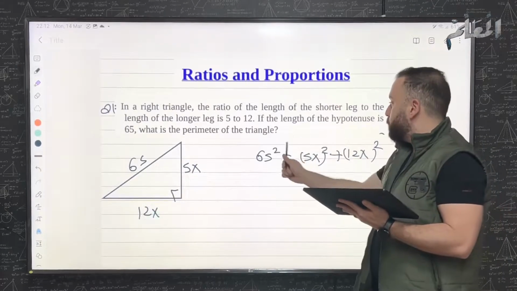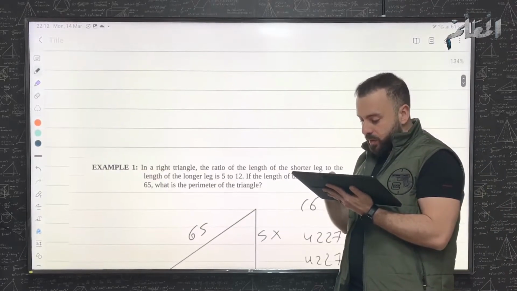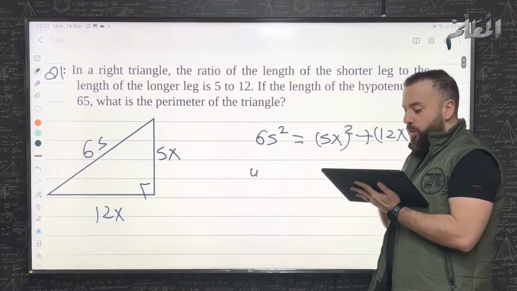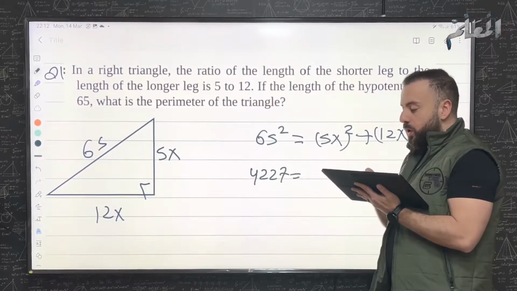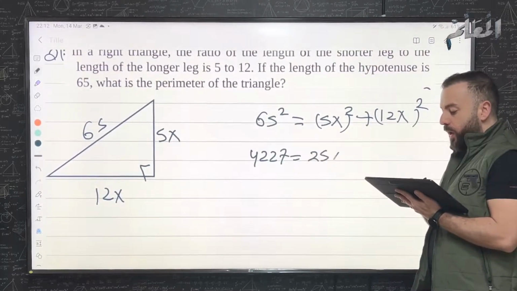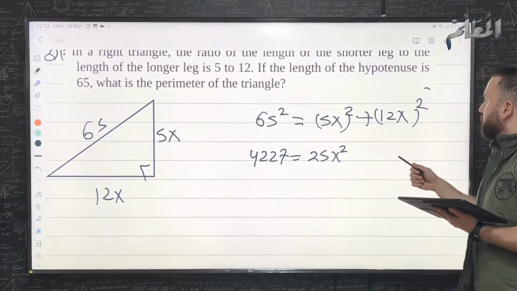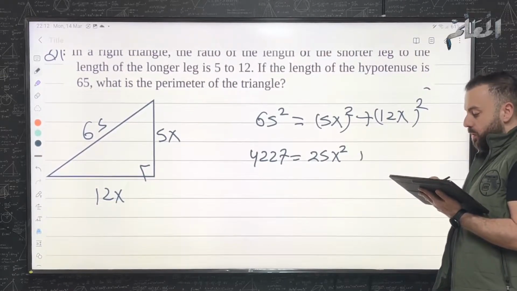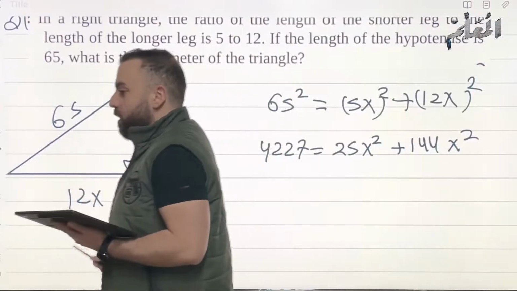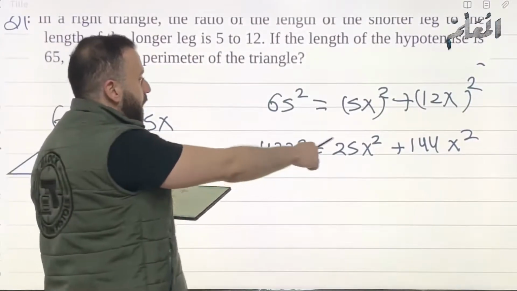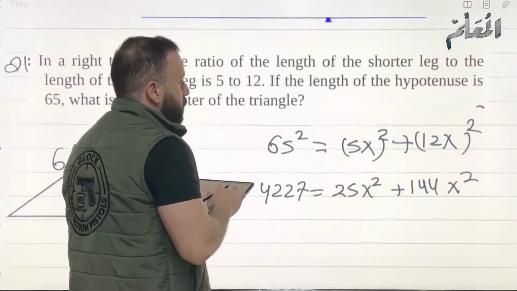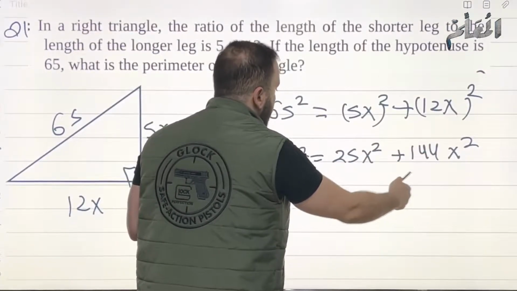Then what? 65 squared, I calculated this already before. So 65 squared is equal to 4,225, which is equivalent to (5x) squared, which is 25x squared, plus what? 144x squared. Check this with me now. The triangle is already constructed, and this is the equation. Now the next step, of course, I need to solve this with respect to x. I need to get the value of x.